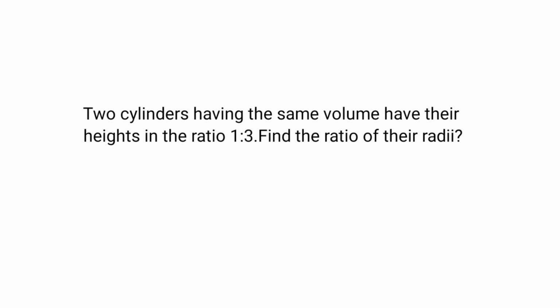Let's see one question. Two cylinders having the same volume have their heights in the ratio 1:3. Find the ratio of the radii. So here what we have to do? We know that if the radii is given, to find the ratio of the heights, we have to square it and interchange it. Here the heights are given. So what you need to do? Just take the square root, then interchange it. So when we take the square root, it will become 1:√3. Now we have to interchange it. So the ratio of the radii will be √3:1.